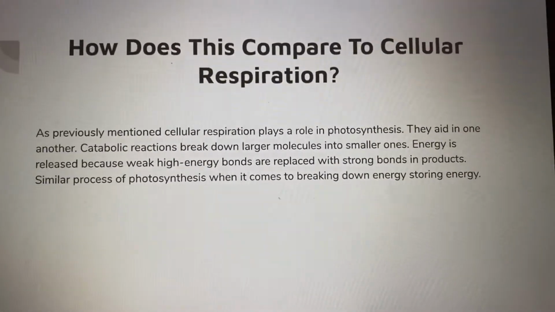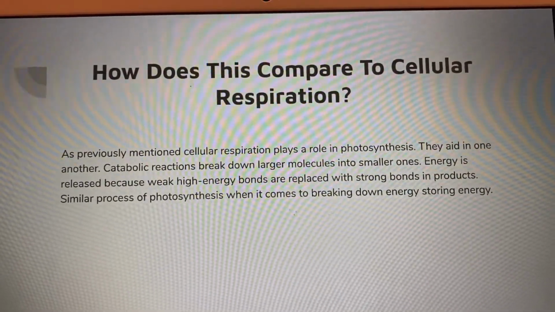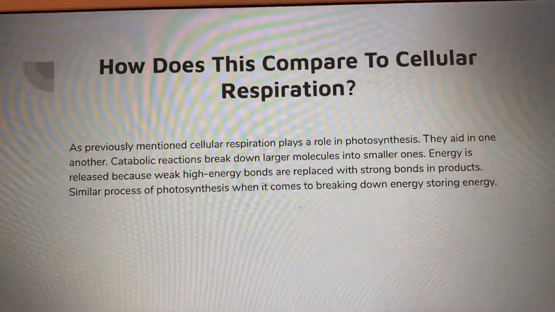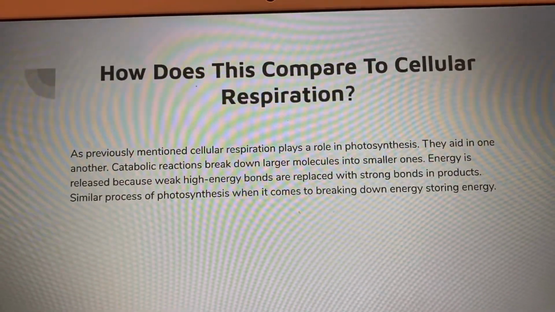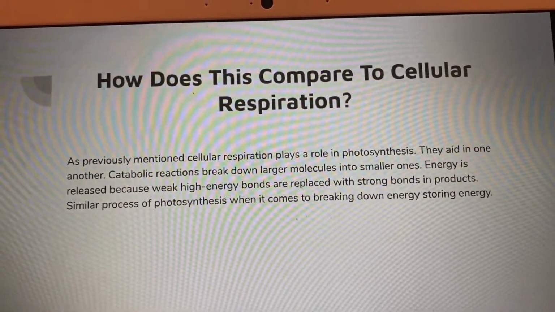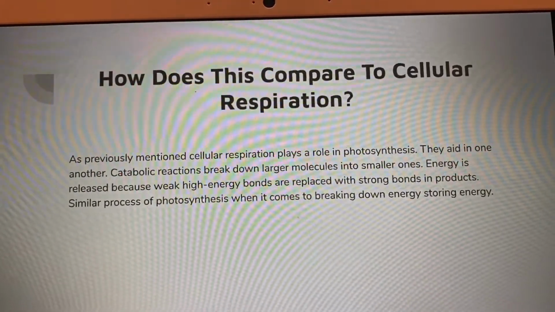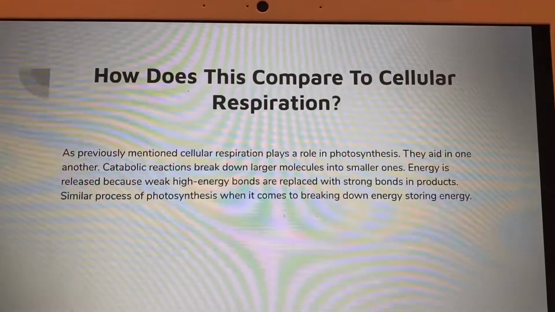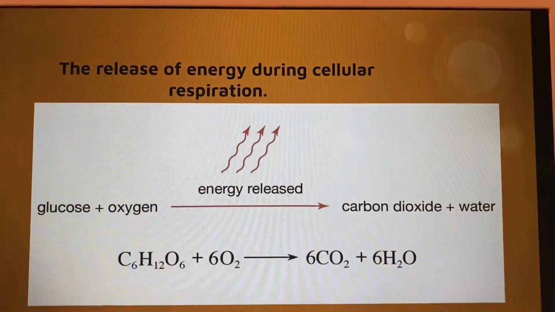How does this compare to cellular respiration? Well, as previously mentioned in the former slide, cellular respiration plays a role in photosynthesis. They aid in one another, I would say. So catabolic reactions break down larger molecules into smaller ones, and the energy is released because weak, high energy bonds are replaced with strong bonds in products. So similar process of photosynthesis when it comes to breaking down energy, storing energy. So that's how they compare in that aspect.